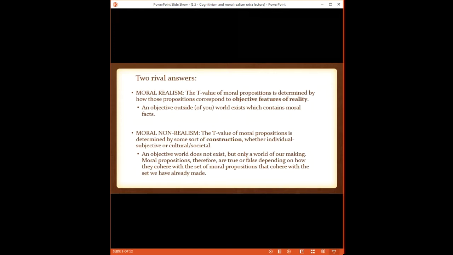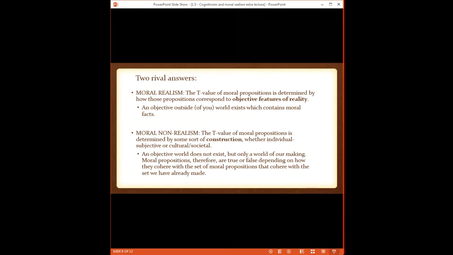And then you've got moral non-realism. What moral non-realism is going to say is that the truth value of any moral claim, that is, the truth value of being true or false, like abortion is wrong. It might be true, it might be false, but what the non-realist is going to say is that what makes that claim either true or false is going to be determined by some sort of human construction. It's going to be made up, either by personal individuals or culture and society.